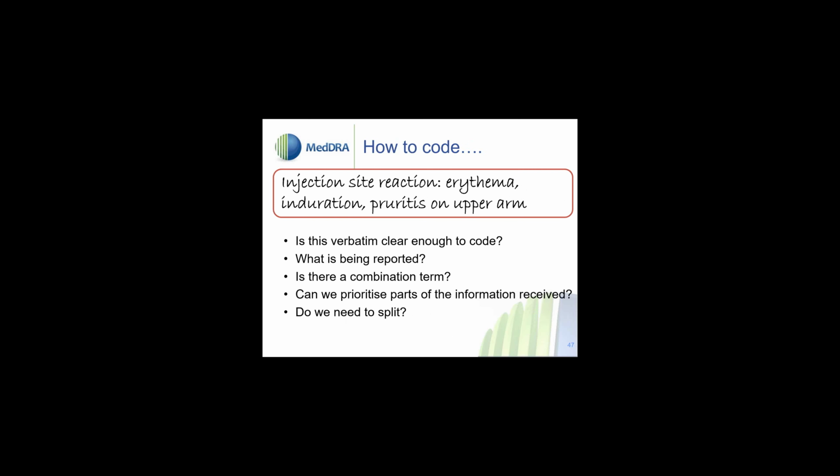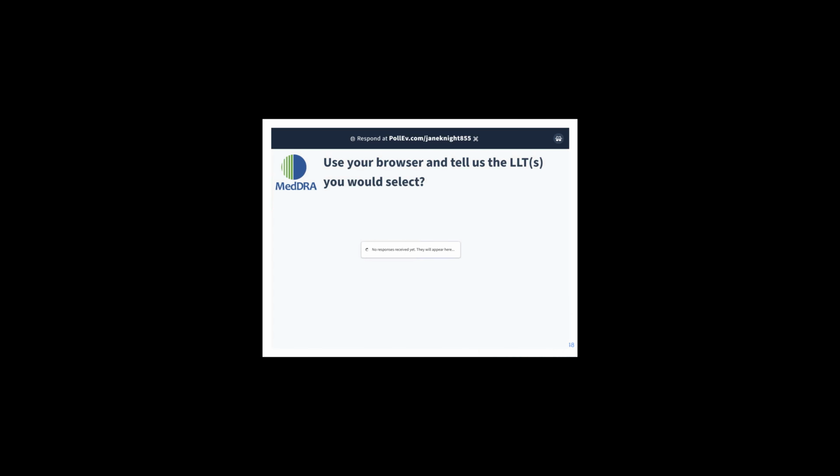So let's continue. Our next patient suffers an injection site reaction with erythema, induration, and pruritus on the upper arm. I think we can all agree that this verbatim is clear and precise, but it combines different injection site reactions. The question is whether we can find a suitable combination term in MedDRA, or whether we can prioritize parts of the information, or whether we need to split code. How would you approach this verbatim? Which LLT or LLTs would you select, or would you split, or try to find a combination term or subsume this under a more general term?